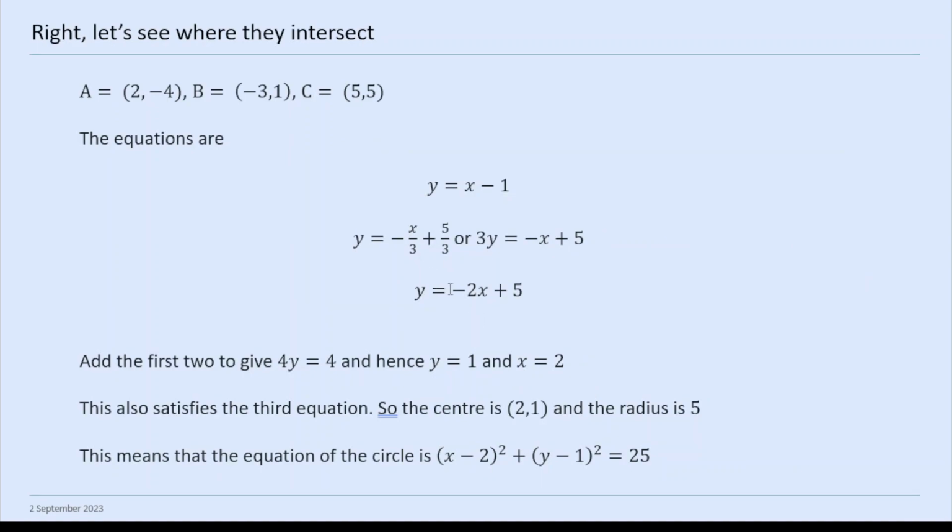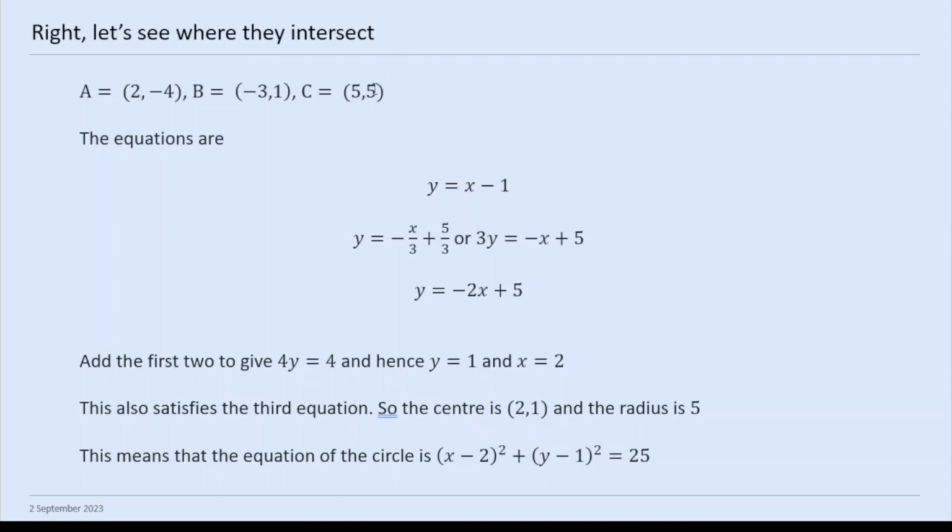Also, we pop this in the third equation just to make sure it satisfies this too. This is where all three equations meet. So if x is 2, y is indeed 1. So this is the center, 2, 1. And then we can work out the radius, because the radius is just the distance from 2, 1 to, say, this one, which is easy because they've got the same x coordinates, so the distance is just 5. And the distance here, they've got the same y coordinates, so the distance is just 5.